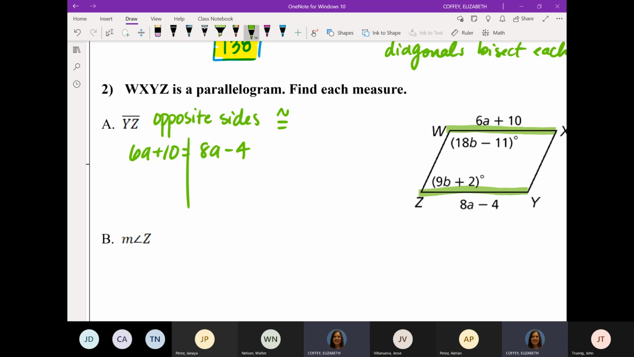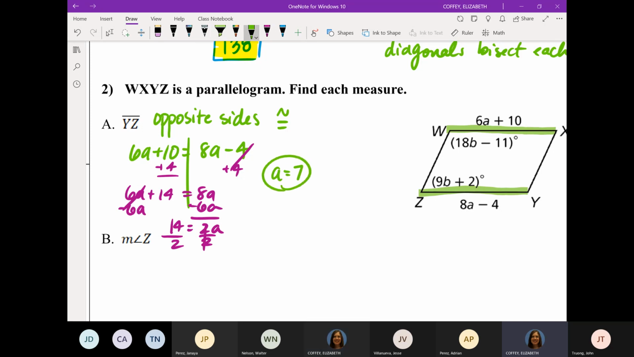Let's see how we did. All right, you may have done this slightly different, but check to see if you got the right final answer for A, and then when you plug it in. So I'm going to add 4 to both sides, but again, you might have done it a little different. That's okay. So I'm going to get 6A plus 14 equals 8A. Subtract 6A from both sides. 14 equals 2A. Divide by 2. So you should have gotten A is equal to 7, right?